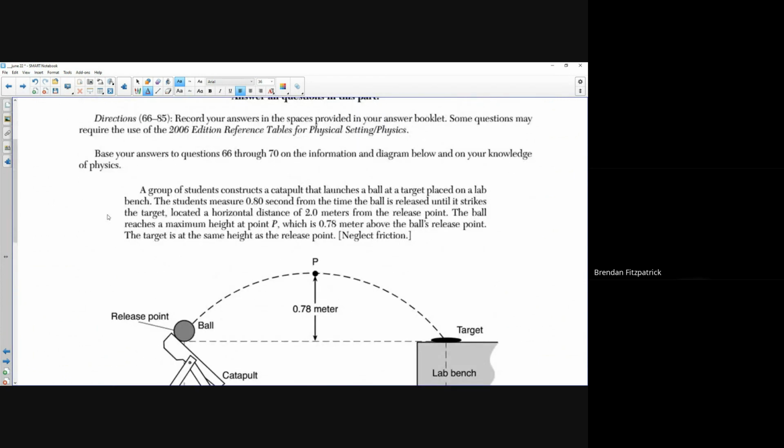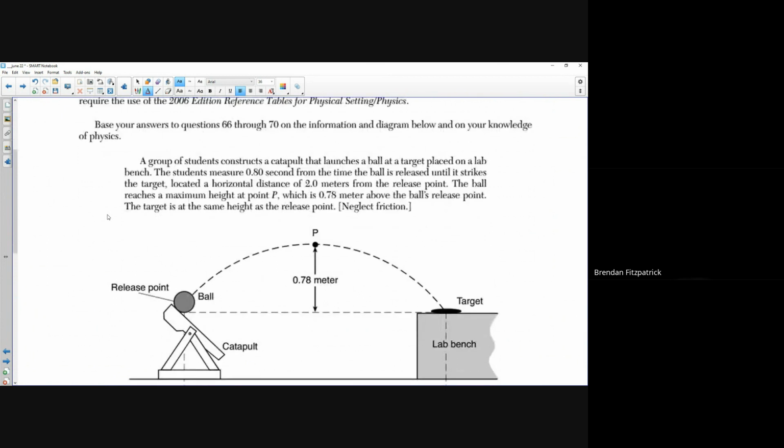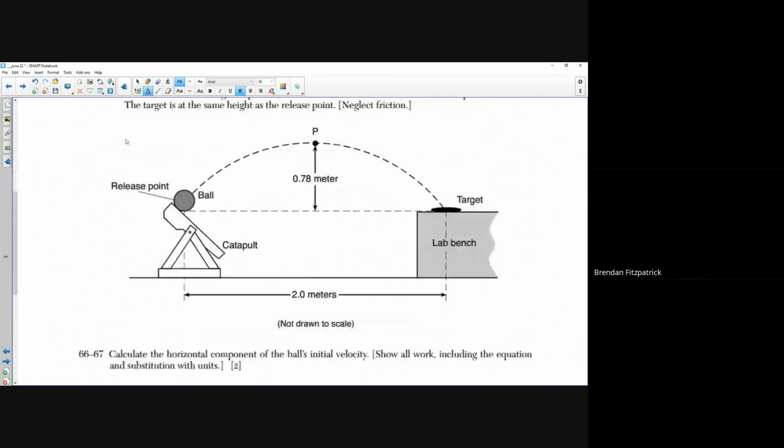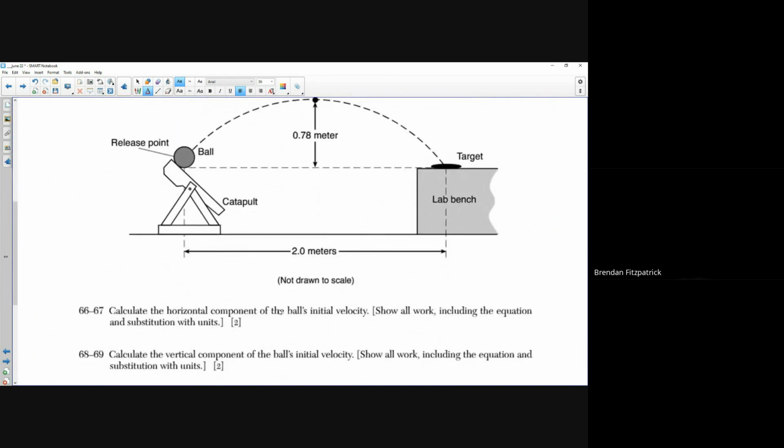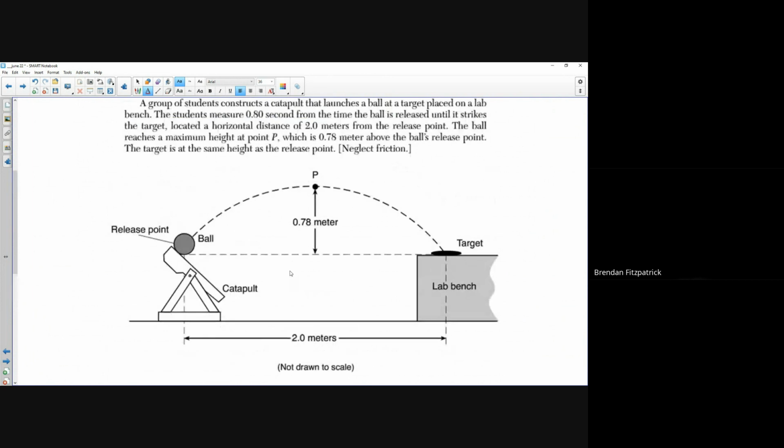All right. A group of students constructs a catapult. A student measures 0.8 seconds from the time the ball is released until it strikes the target, 2 meters away. 0.78 is maximum height. Calculate the horizontal component of the ball's velocity.